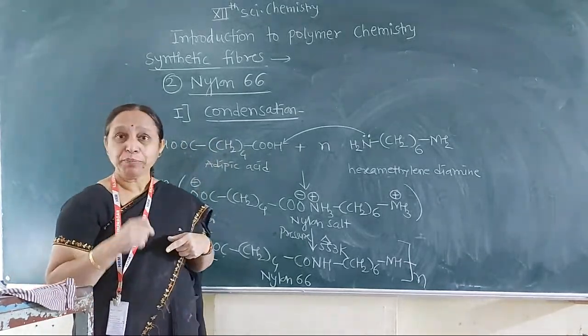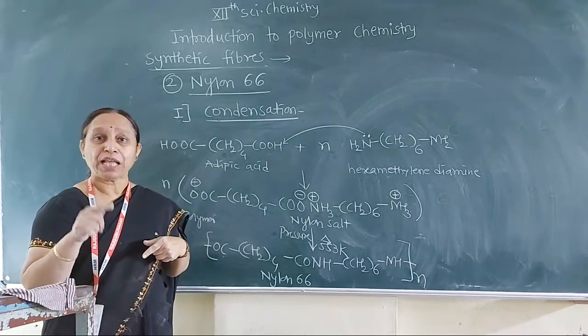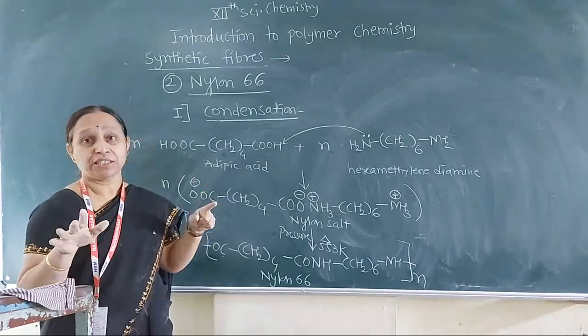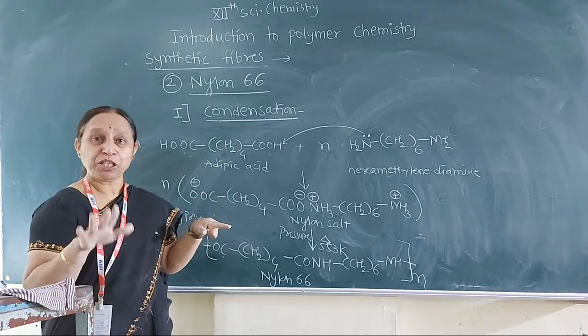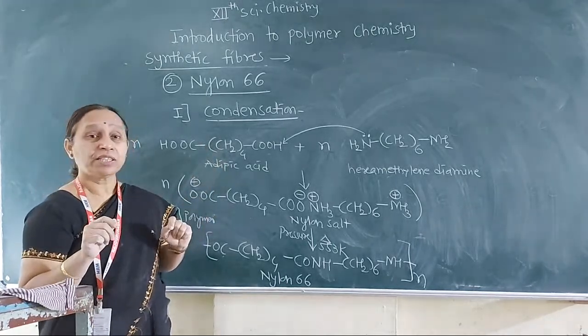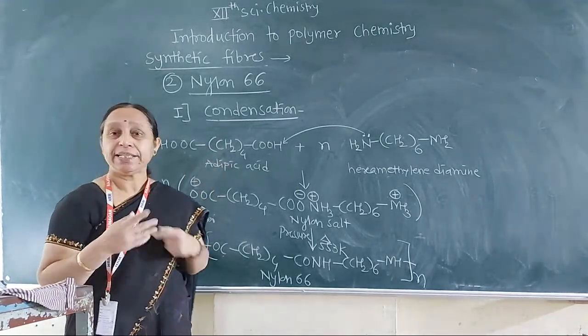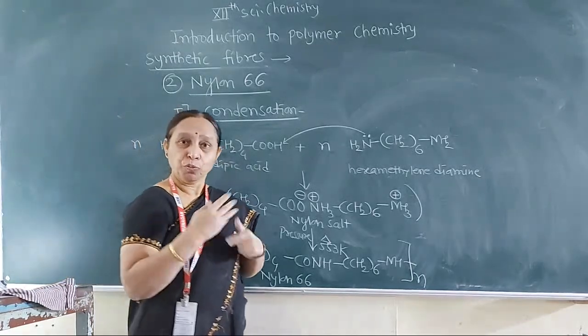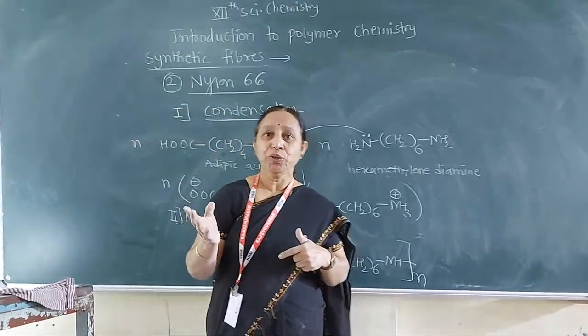So try to remember the raw materials of nylon 6 and nylon 66. Nylon 6: epsilon caprolactam. Nylon 66: adipic acid and hexamethylene diamine. In tomorrow's lecture, we will continue the remaining part.